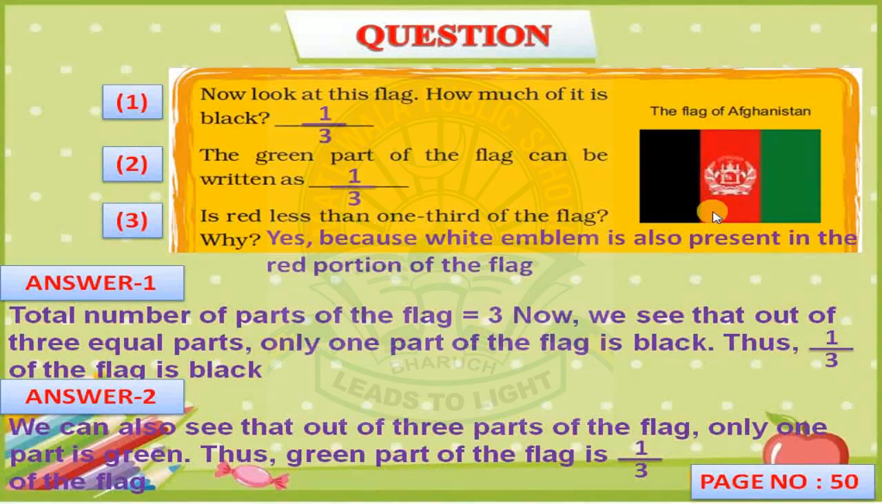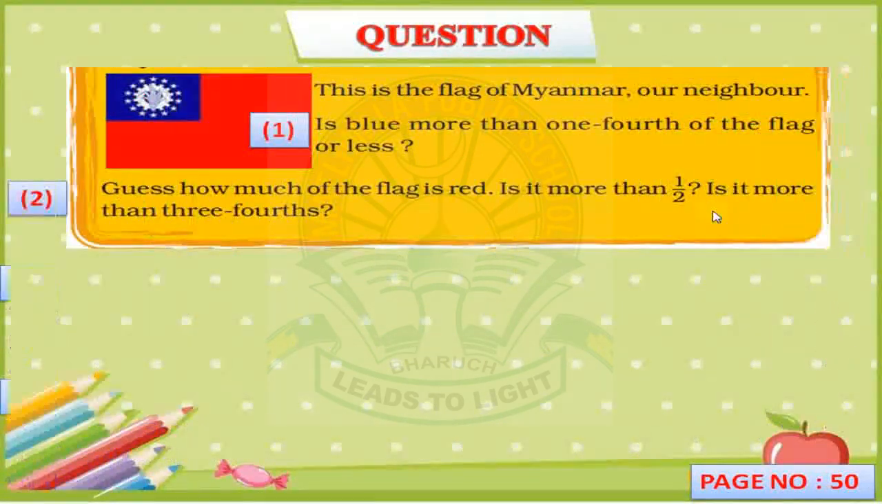Clear what I am telling you? So we have discussed this page number 50. Now we will continue with page number 50, the remaining portion. Understood? This is the flag of Myanmar, our neighbor. Our neighbor country, beta, Myanmar. It is our friend country, right?